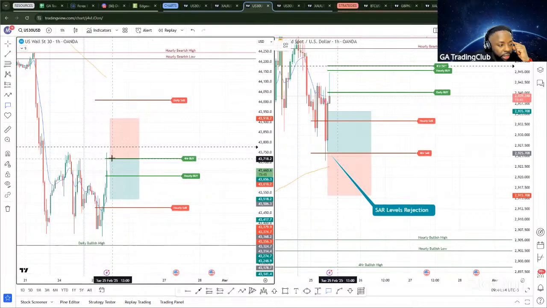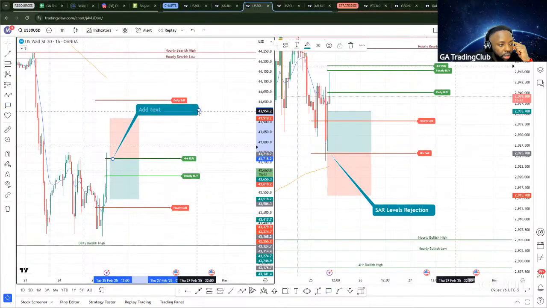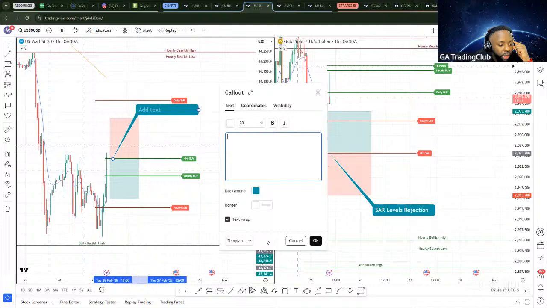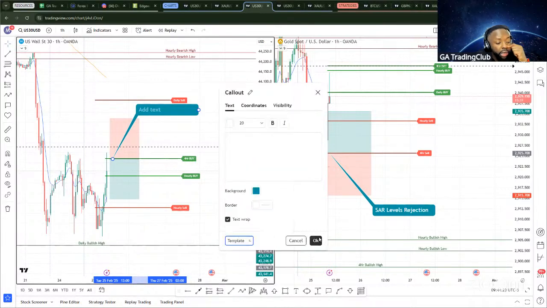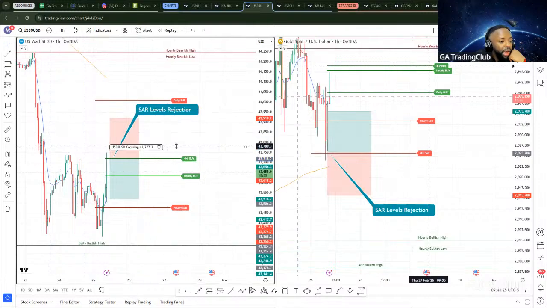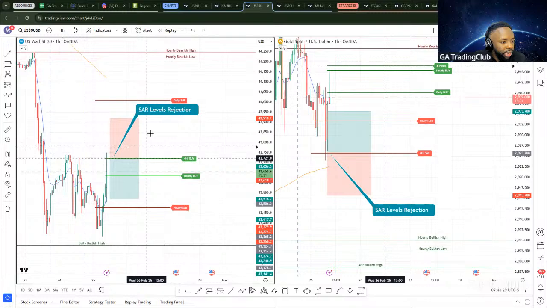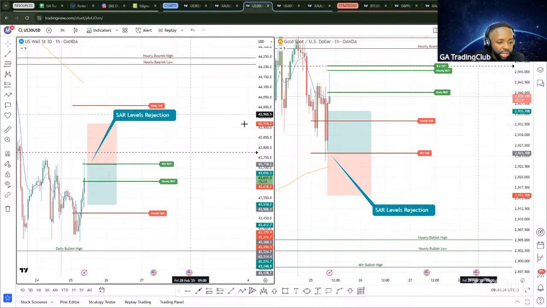And then we would need, so this is the SAR levels rejection. And let's see how this one closes in the next 15 minutes. So there's that one right there.